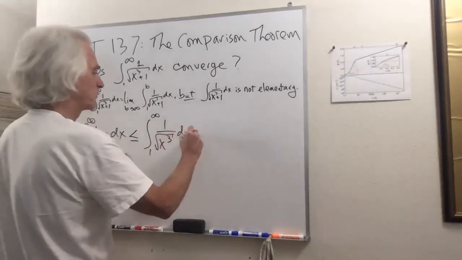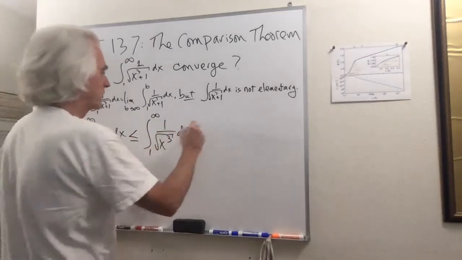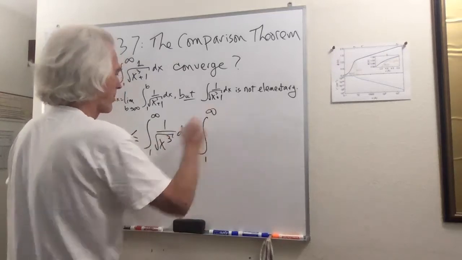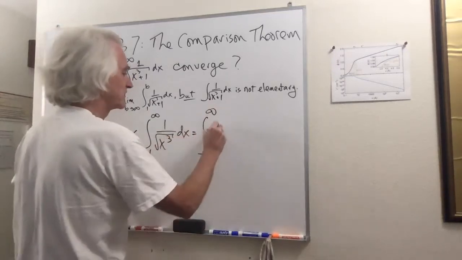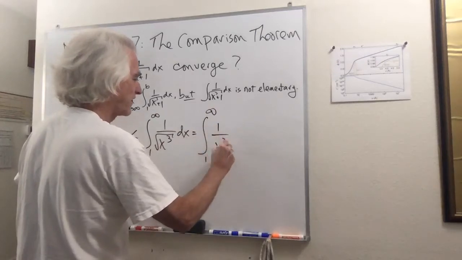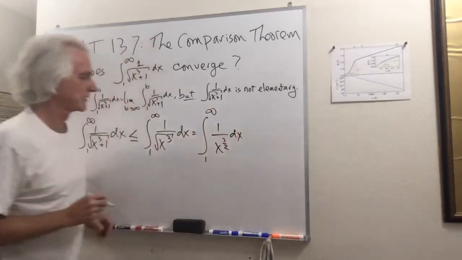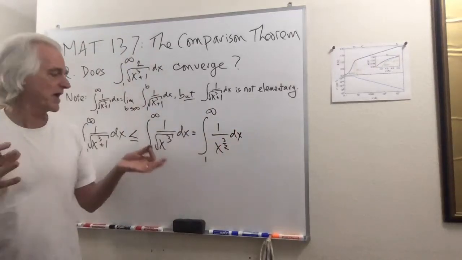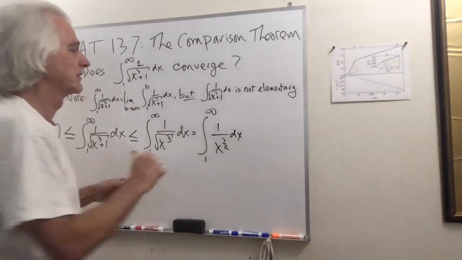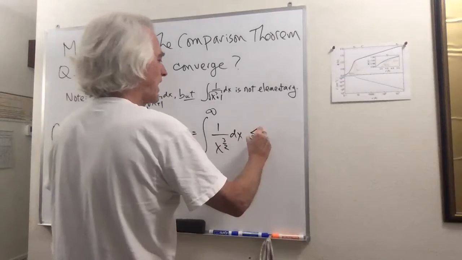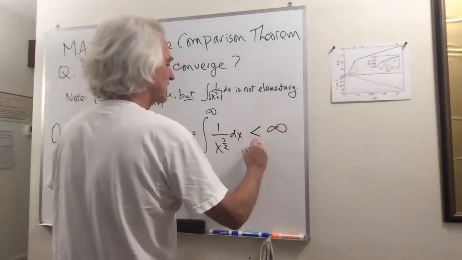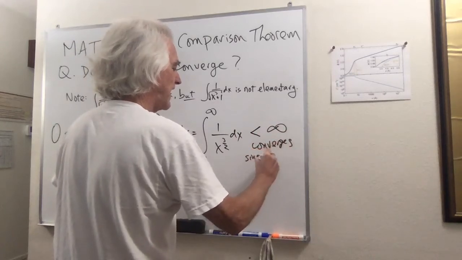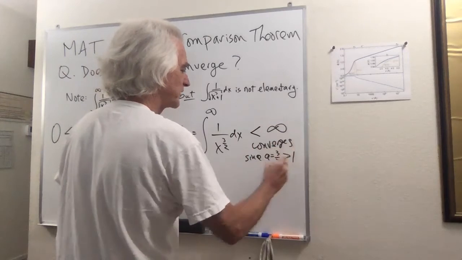But this is equal to, it maybe looks a little bit funny, but we can write this just as x to a power. I have an equal sign here. This is 1 over x to the 3/2 dx, because raising a number to the 1/2 is the same as taking the square root. And then this thing converges. I write less than infinity. What I mean is it converges since a, which is 3/2, is bigger than 1.